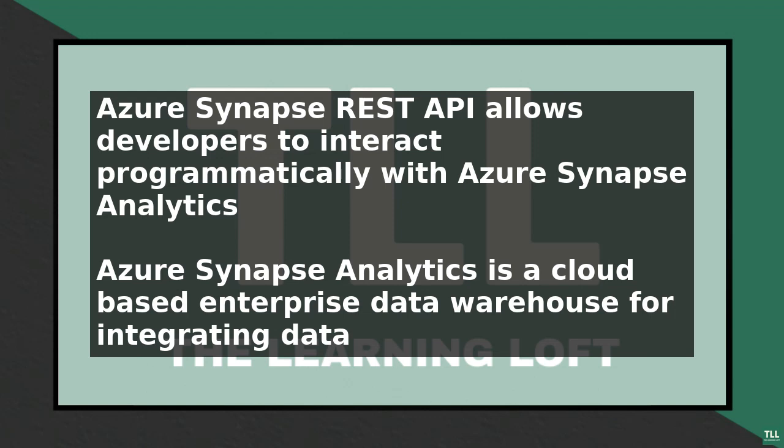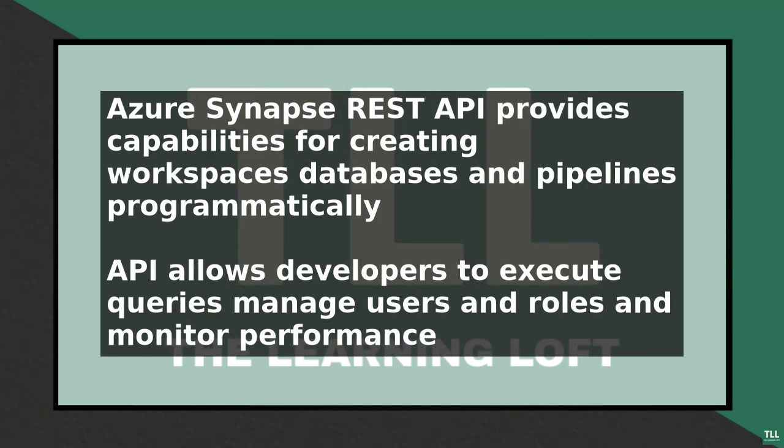The Azure Synapse REST API is a set of RESTful APIs that allow developers to access and manage Azure Synapse resources programmatically. The API provides a wide range of capabilities, including creating and managing workspaces, databases, and pipelines. It also allows developers to execute queries, manage users and roles, and monitor performance.